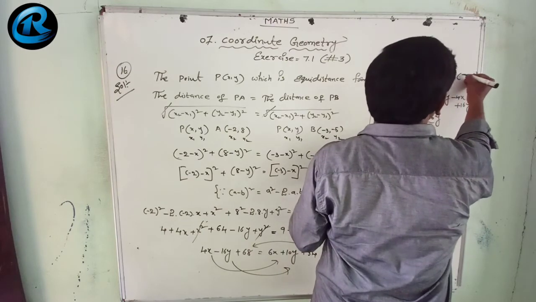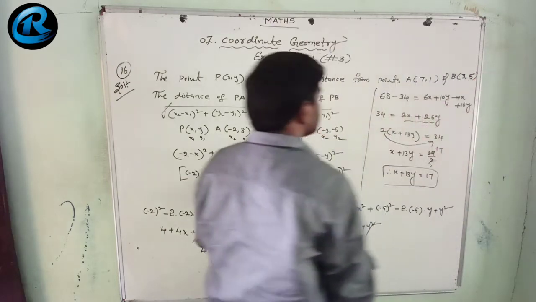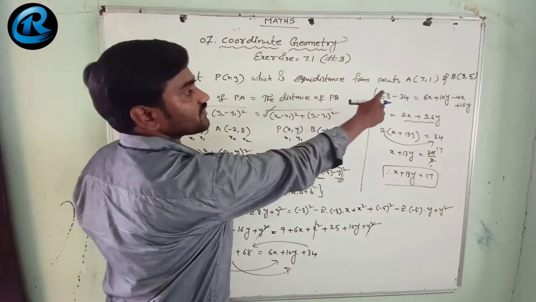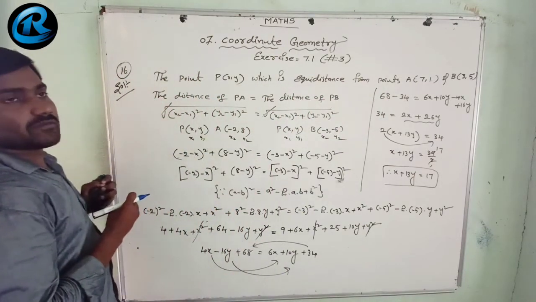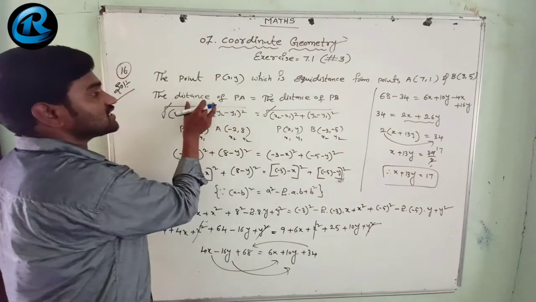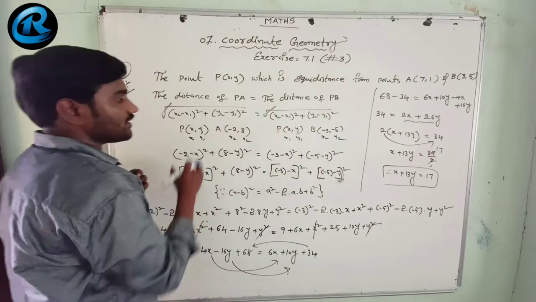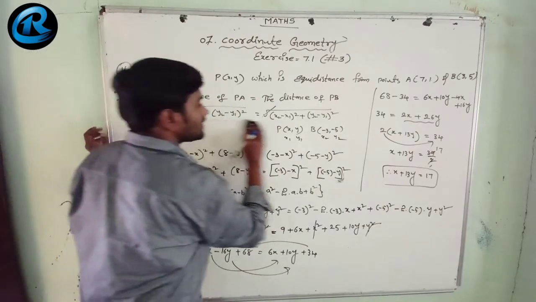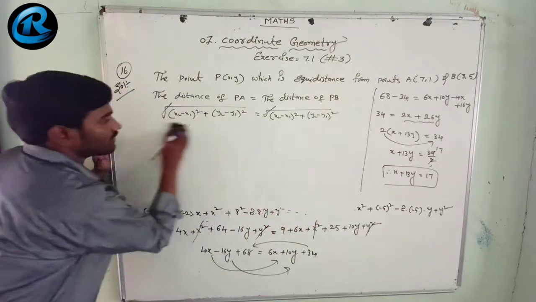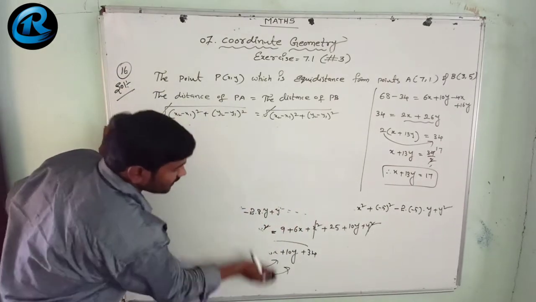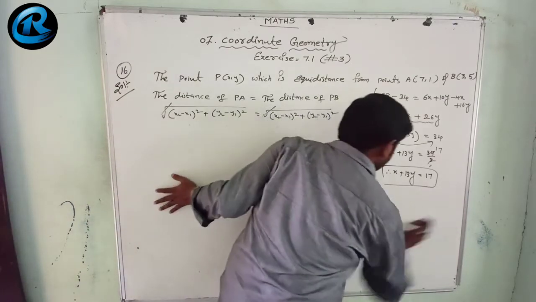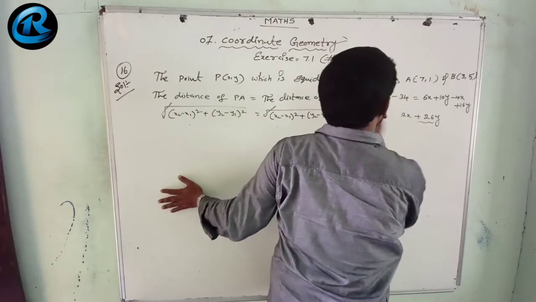So this P is equidistant from (7, 1) and (3, 5). So this P is equidistant from A and B, no? So the distance PA equals distance PB. It will be the same again. So we will substitute the values in the same way and then let us find out the relation between x and y.